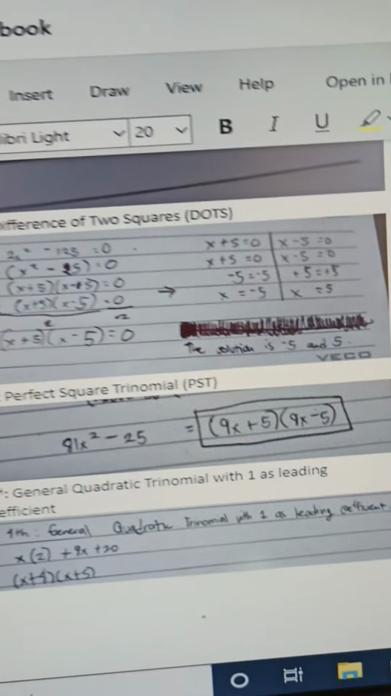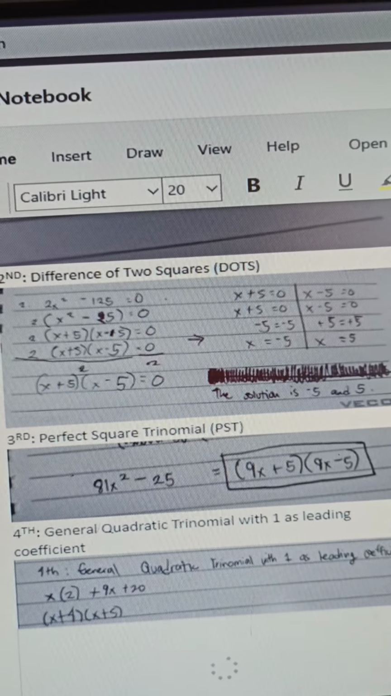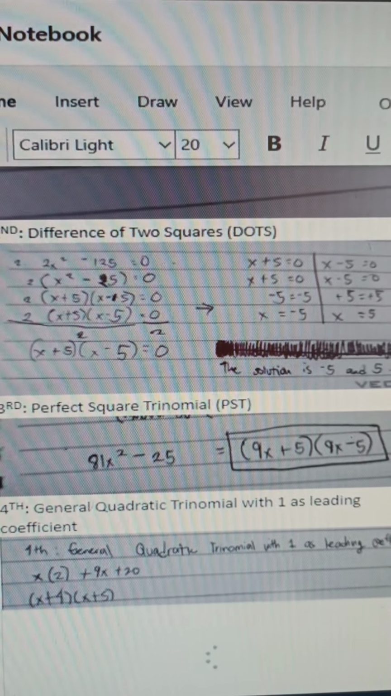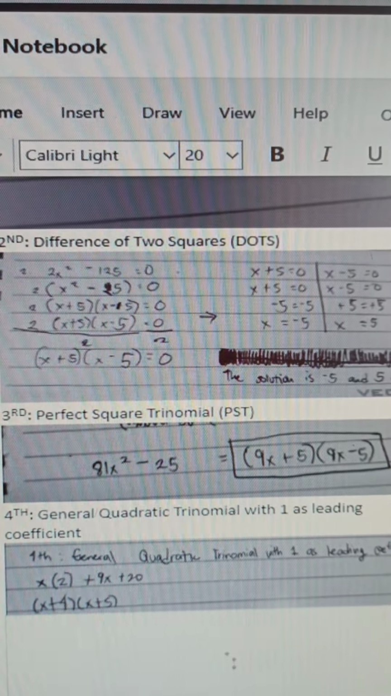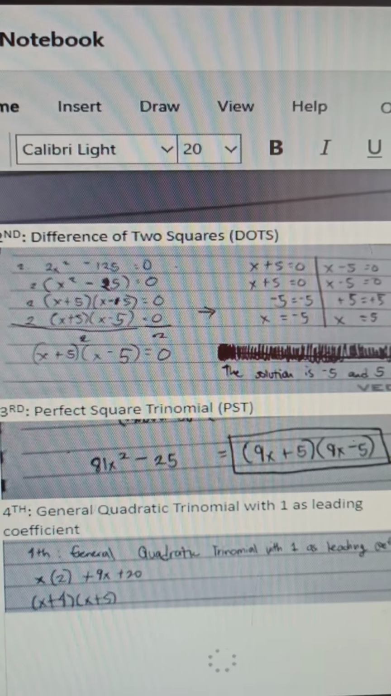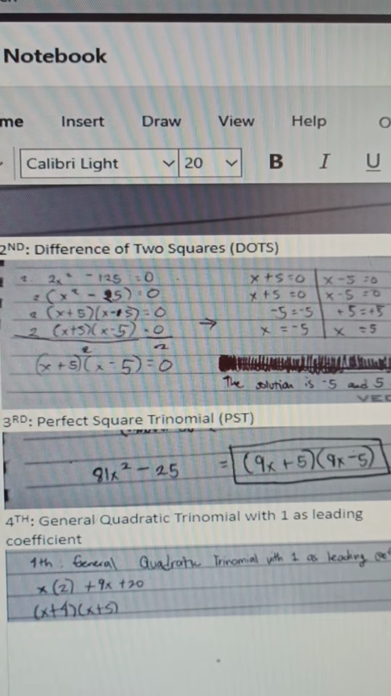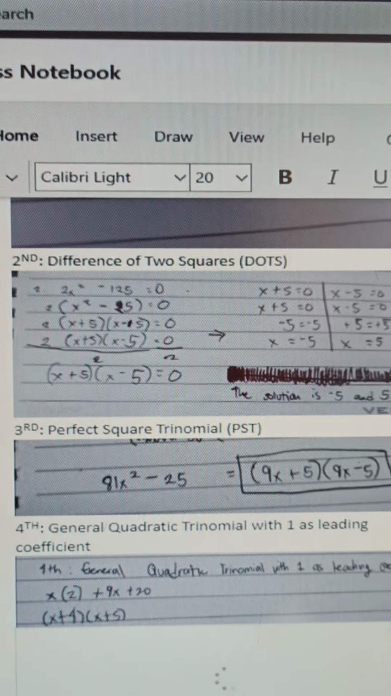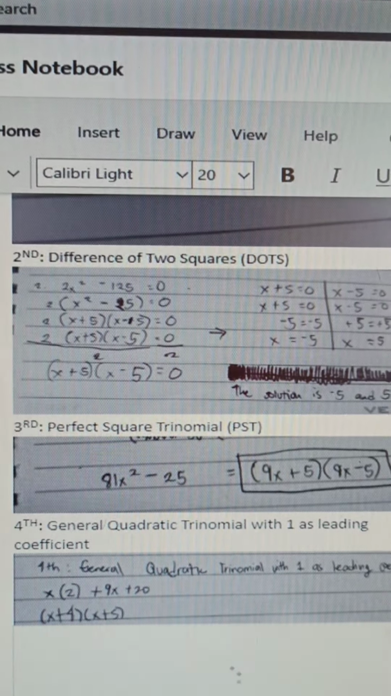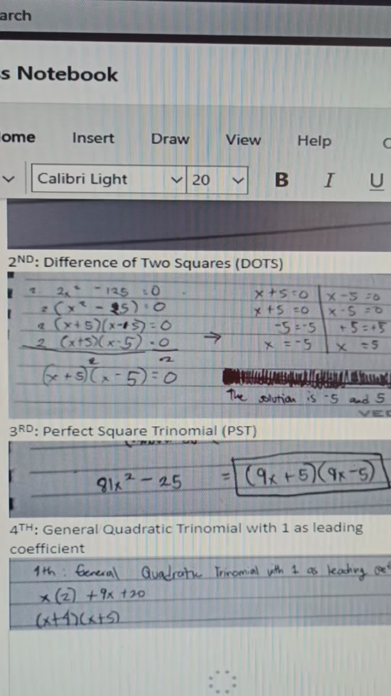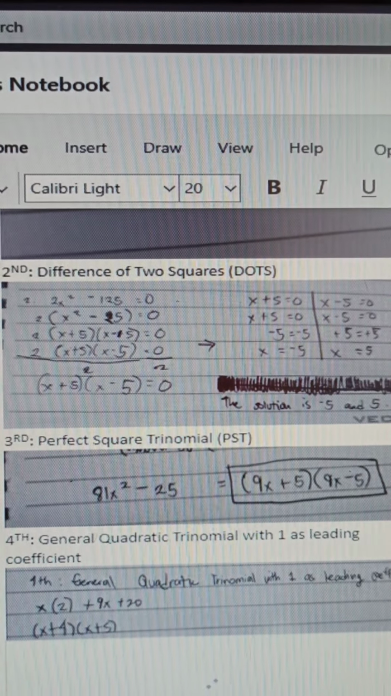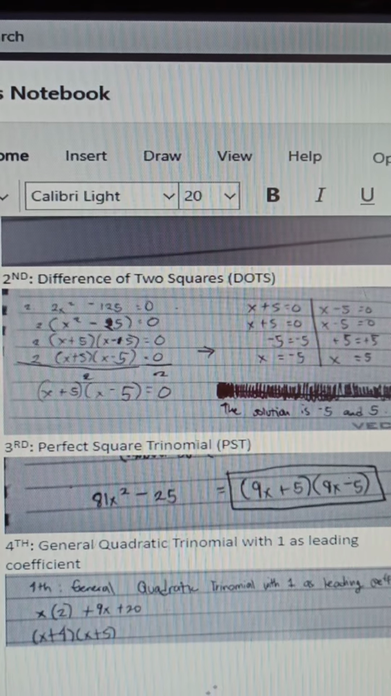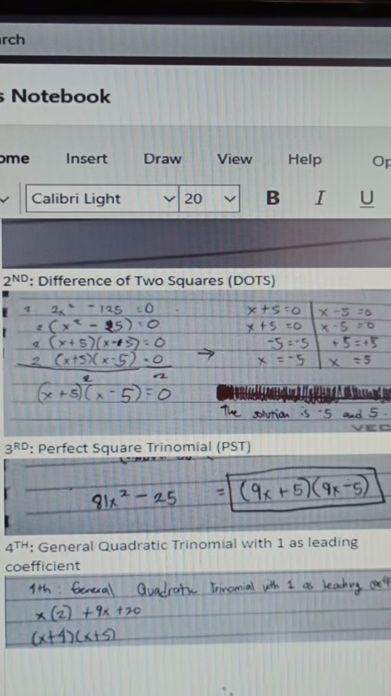The second one that we are going to discuss is DOTS, difference of two squares. We have here 2x squared minus 25 equals 0. We will factor it out, and it will become 2, and inside the parentheses x squared minus 25 equals 0. We will factor it out again, and it will become x plus 5 and then x minus 5 equals 0.